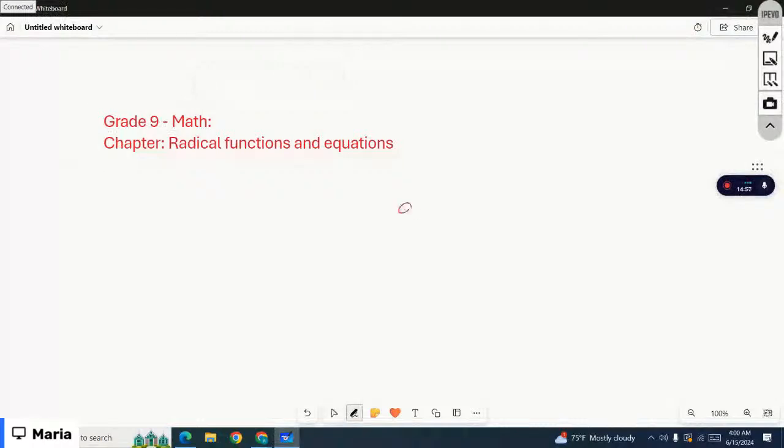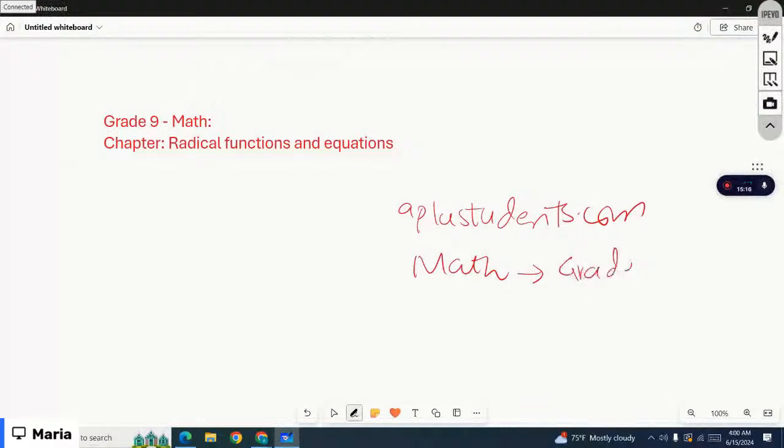You can find all lessons on students.com. You have to log in there using your password as provided by the administrator. Then you have to select math. From the subject tab, scroll down to grade 9 and then click on view all lessons.